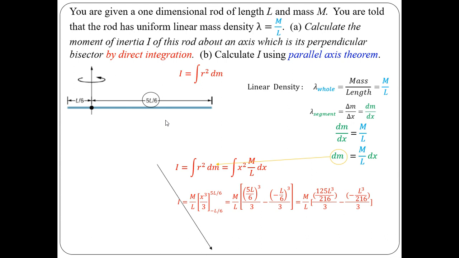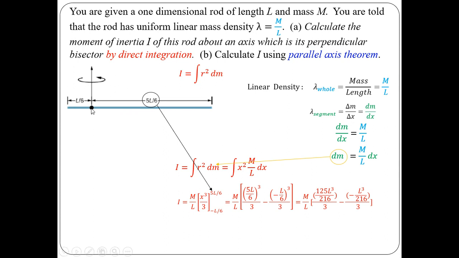The upper bound is 5L over 6, because this is your 0 where my cursor is, the axis of rotation, and from the axis of rotation, the length of this particular segment of the rod is 5L over 6, and that's to the right. So that quantity is positive.